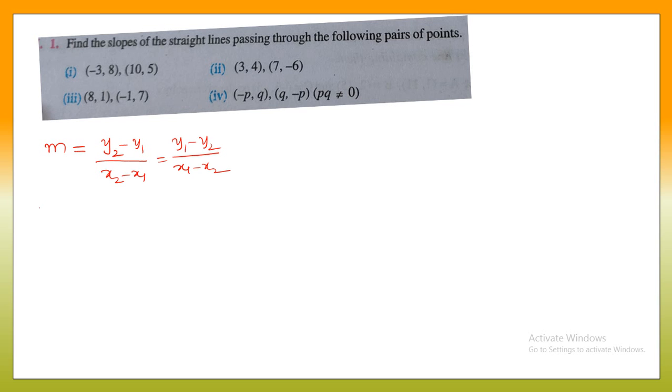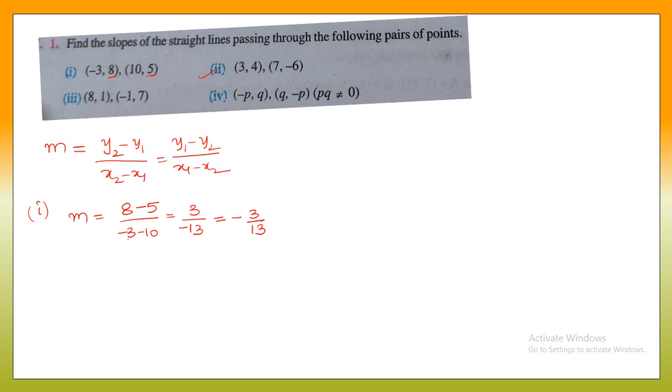So moving on to question number 1. So what has been given? Slope m is equal to, directly I am writing, y1 minus y2 by x1 minus x2. So 8 minus 5 by minus 3 minus 10. This gives me 8 minus 5 is 3, so 3 divided by minus 3 minus 10, which is minus 13. You should not keep minus in the denominator, so you can write it as minus 3 by 13. So the answer is minus 3 by 13.